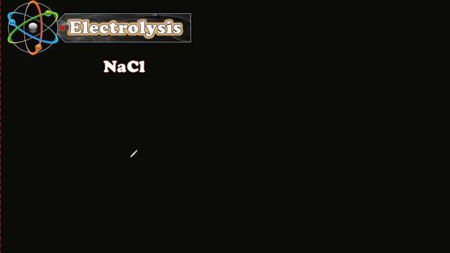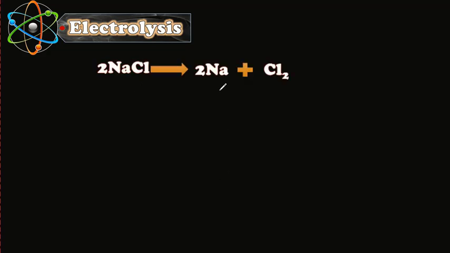We have sodium chloride, which will break down to give you sodium plus chlorine. Okay, but this equation is not balanced. We need to balance it. So this is a balanced equation: 2NaCl gives you 2Na plus Cl2 gas. So the charges: the sodium now is positive and chlorine is negative. They will be 0 and 0.